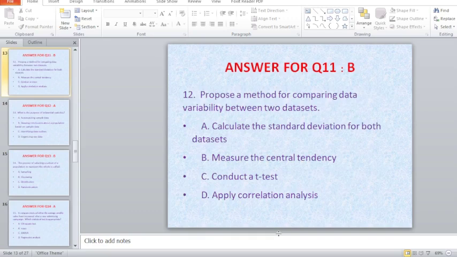Question number 12. Propose a method for comparing the data variability between two data sets. A. Calculate the standard deviation for both data sets. B. Measure the central tendency. C. Conduct a t-test. D. Apply correlation analysis. The answer for this question is choice A, calculate the standard deviation for both data sets.